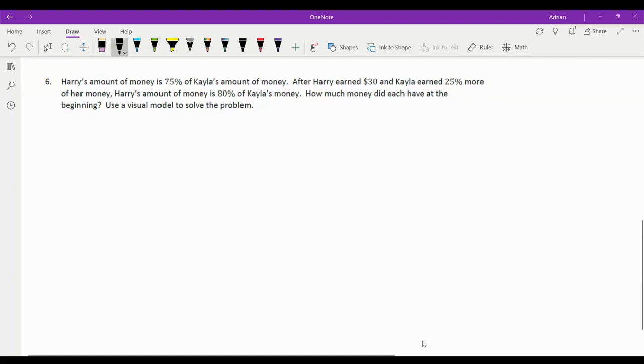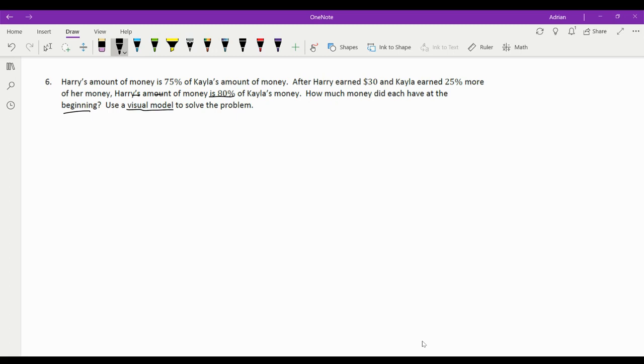Okay, so Harry's amount of money is 75% of Kayla's amount of money. After Harry earned $30 and Kayla earned 25% more of her money, Harry's amount of money is 80% of Kayla's money. How much money did each have at the beginning? Use a visual model to solve the problem.